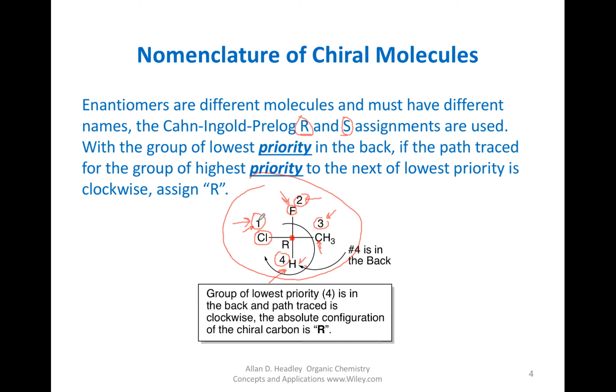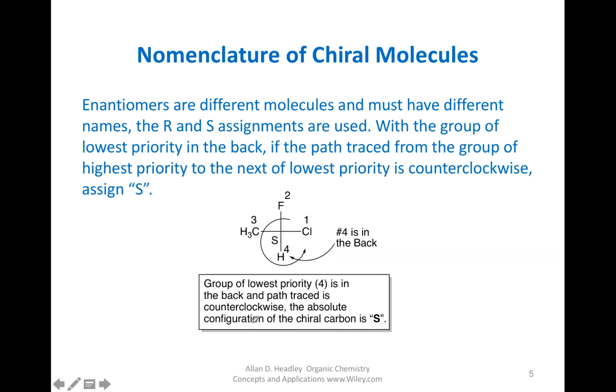Then we actually trace 1, 2, and 3. So we go 1, 2, and 3. If that direction is clockwise, we assign an R. So again, if it's clockwise, like the clock, going from 1, 2, 3, 4, 5, 6, 7, in that direction, it gets an R.